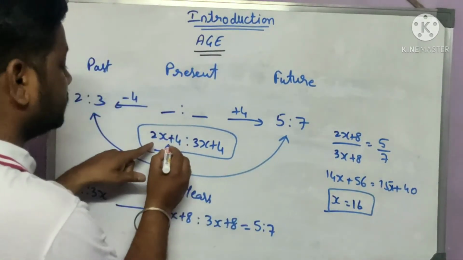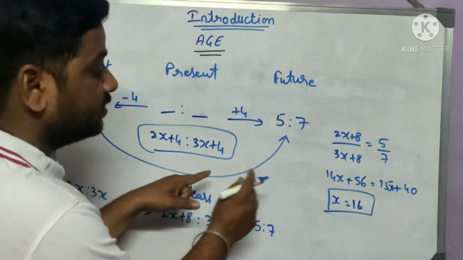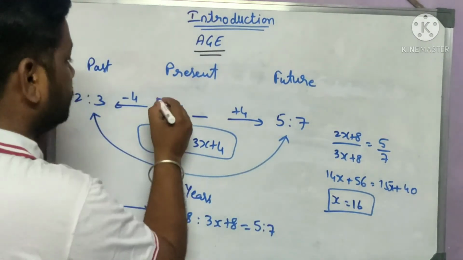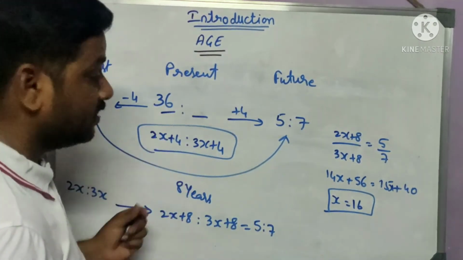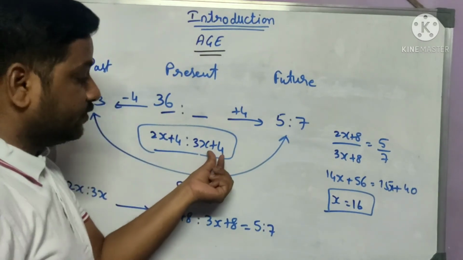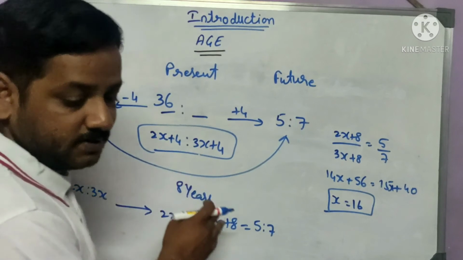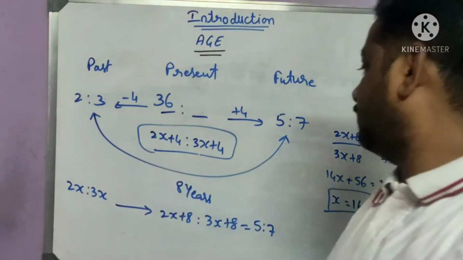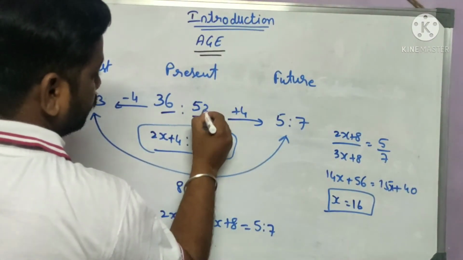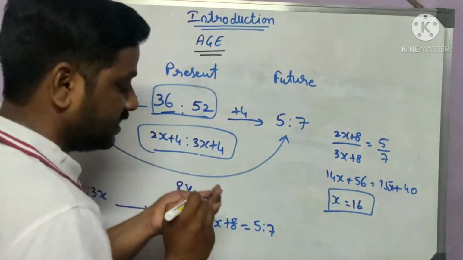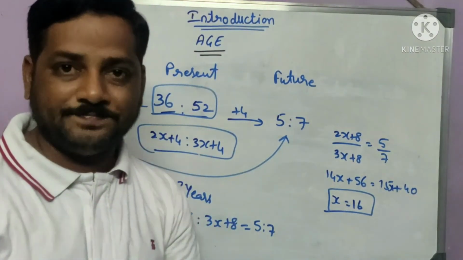So the present age is 2 into 16 plus 4. 2 times 16 is 32, plus 4 is 36. And 3 into 16 plus 4. 3 times 16 is 48. 48 plus 4 is 52. So this is the present age of persons A and B.